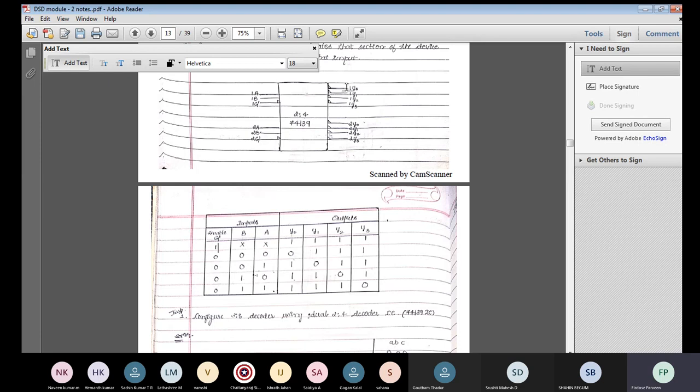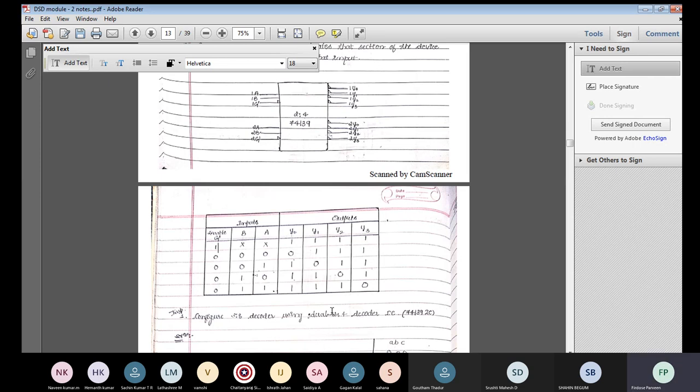So for 00, you'll be having the output at Y0. Suppose here you are having 1; because of this bubble, it will become 0, and the others will be 111. When it is 01, that is B is 0 and A is 1, you'll be getting output at Y1. If inside it is 1, because of this bubble it becomes 0, and the rest all will be 111. In the same way, for 10, you'll be getting the output at Y2, because of that bubble it is 0, and the rest all will be 111. The same way, when it is 11, you'll be getting output at Y3. Because of this bubble, you'll be getting 0, and the rest all will be 111.